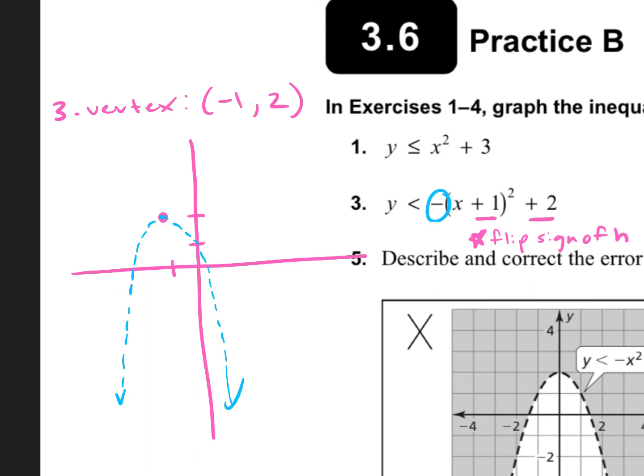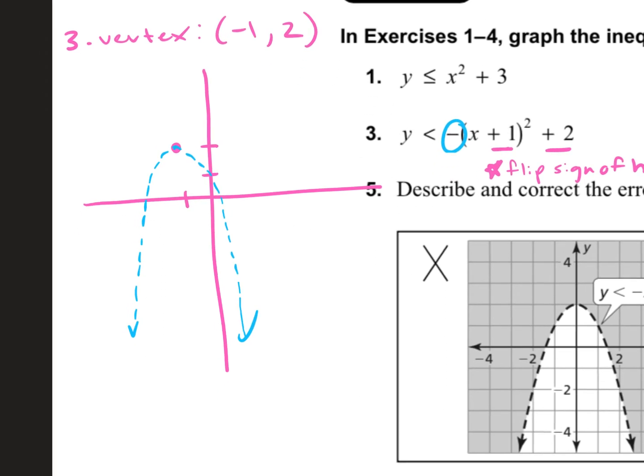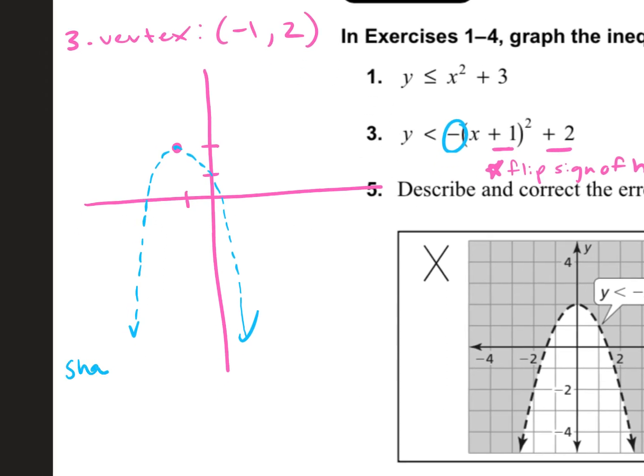So my graph would look like this. Now, how can I figure out where I'm going to shade? I can pick a number inside my parabola. What's a number I could plug in? 0, 0 is inside, that works. So I'm going to plug in 0 for x and 0 for y. So 0 is less than negative 0 plus 1 squared plus 2.